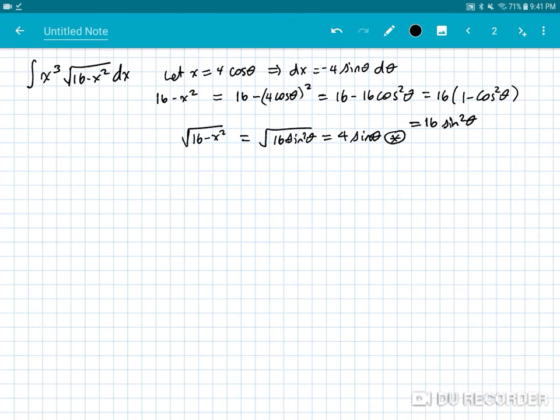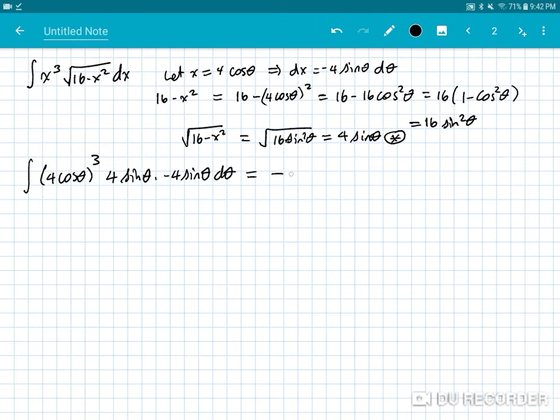Okay. Now, let's put this together. So I have x is 4 cosine theta. Now let's take the cube times the square root of 16 minus x squared. We already figured that. That gives us 4 sine theta. Dx is minus 4 sine theta d theta. So that gives me 4 cubed times 4 times 4.